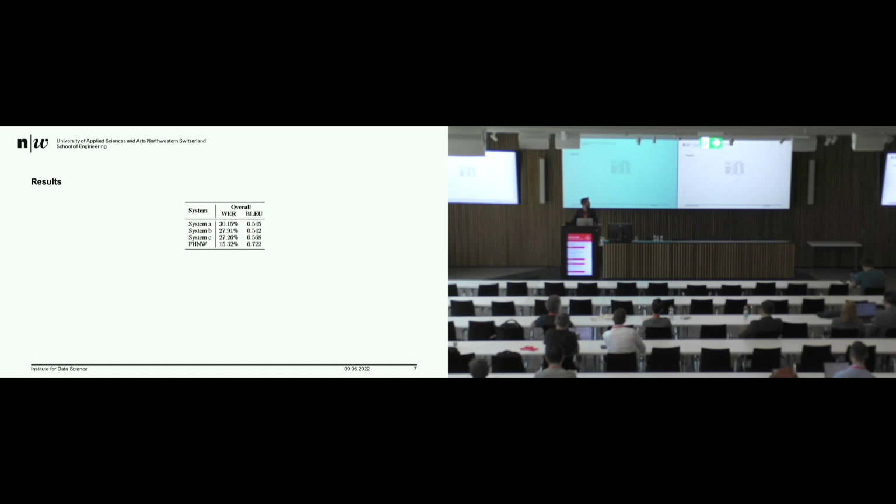And we see that system A and B have a similar Plüss score, but a different word error rate. So you can see that those 2 scores don't really correlate. You have to keep that in mind. And we also see that our system is by far the best one. We have almost half of the word error rate compared to the other systems.